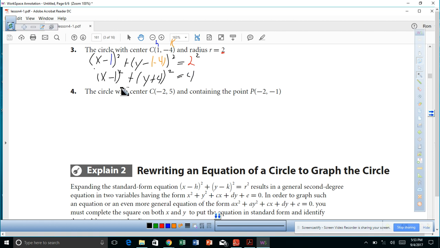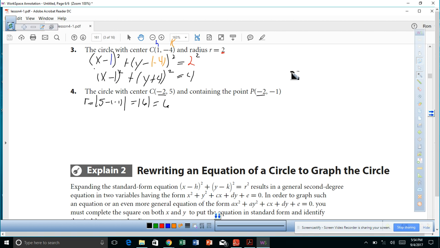Good job. The circle with the center C at (-2, 5) and containing the point P at (-2, -1). Because points C and P have the same x coordinate, the radius of the circle is just the absolute value of the difference of their y coordinates. So R equals 5 minus -1, which is the absolute value of 6, which is 6.